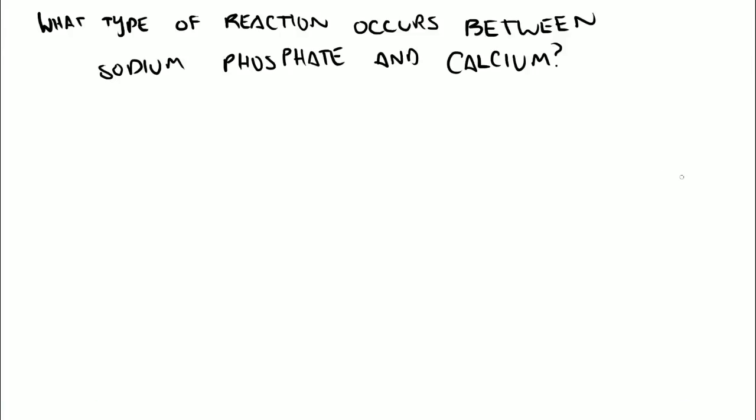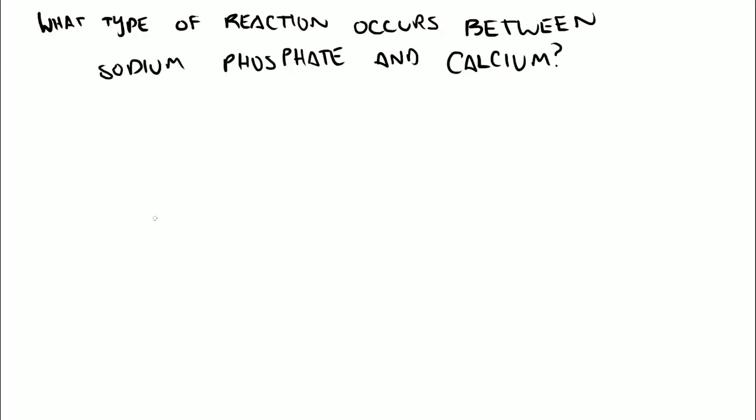Okay, this is perfect. Let's look at an example of types of reactions. So we've got, what type of reaction occurs between sodium phosphate and calcium? Now, the way you would do this is you wouldn't look at it and go, "Whoa, well, sodium phosphate, obviously it's this." No, you have to write it out.